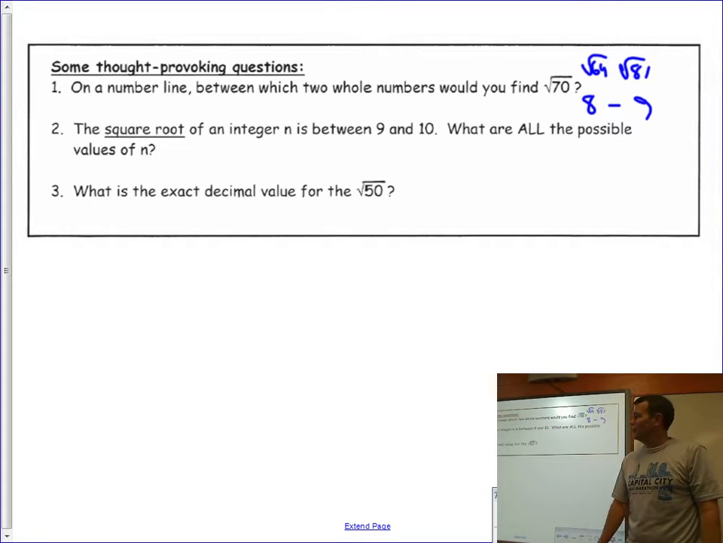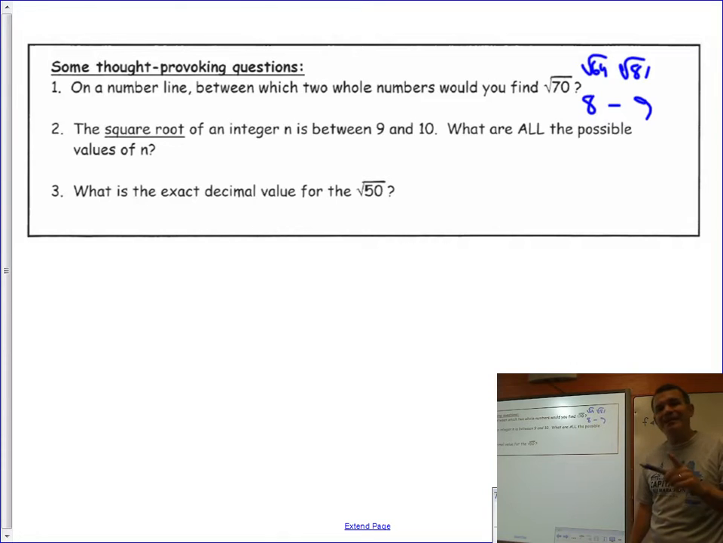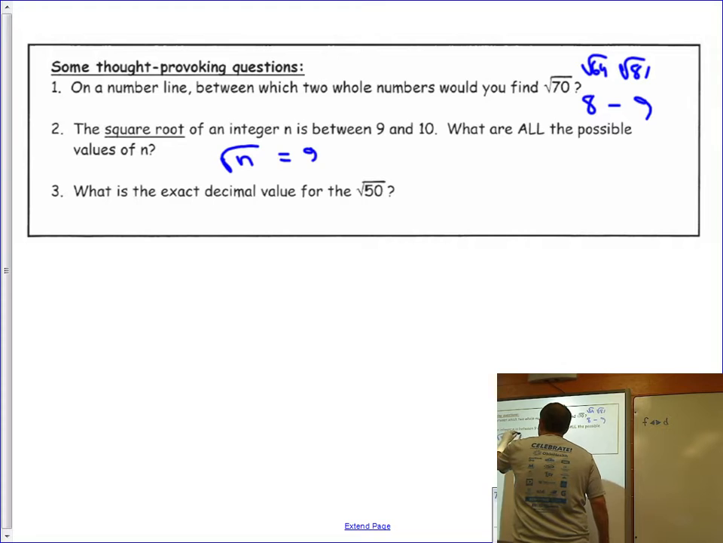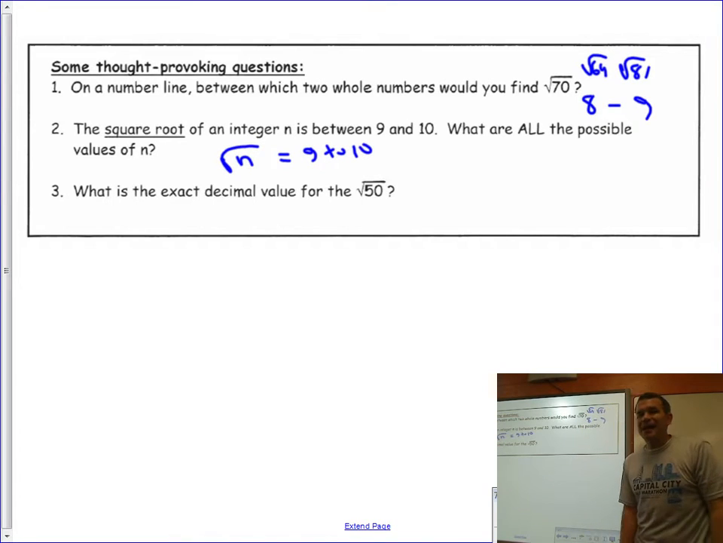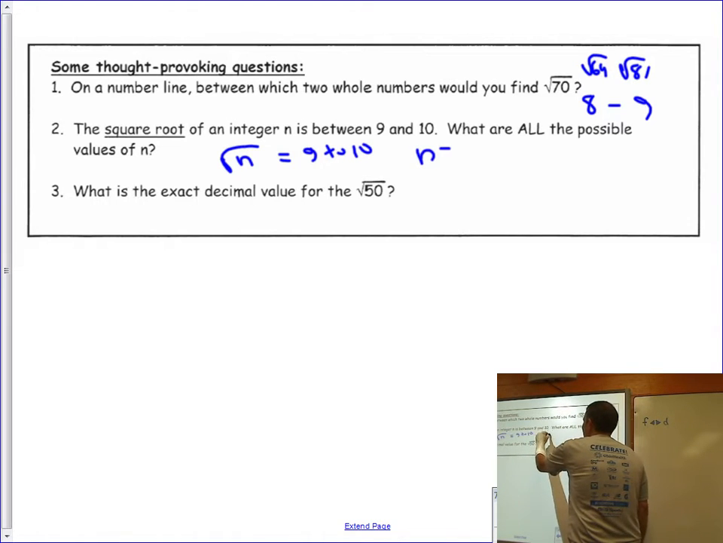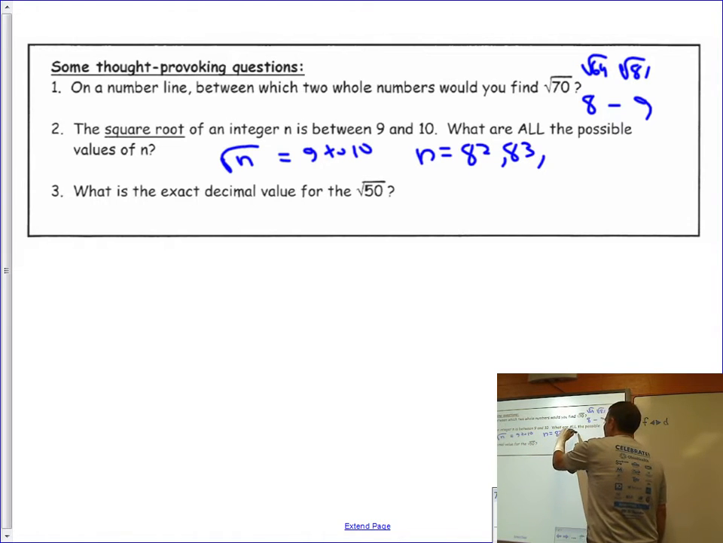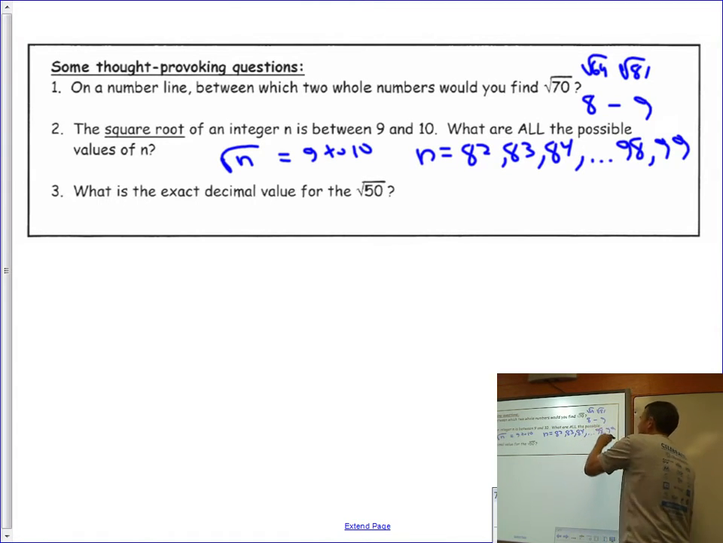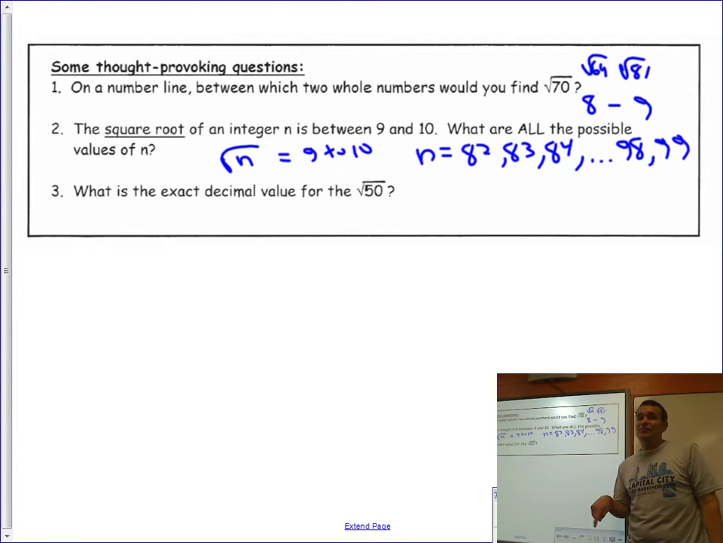Number 2, the square root of an integer n is between 9 and 10. The square root of n equals somewhere from 9 to 10. That means n has got to be between 81 and 100. So n could equal 82, 83, 84, up to 98, 99. Those are all the possible values of n if its square root is between 9 and 10.